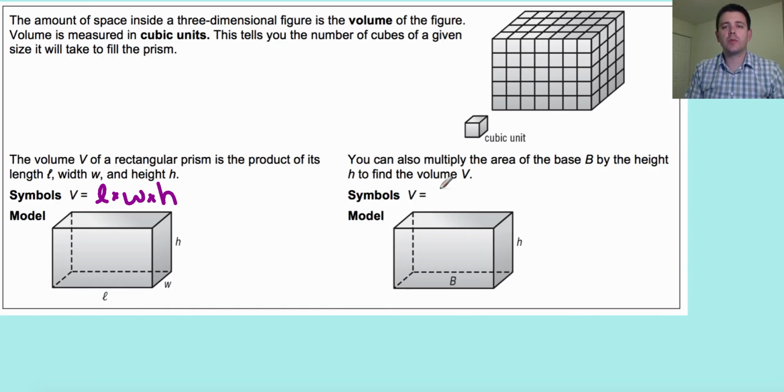Another way to look at it, and sometimes you'll see on formula sheets or when we get to triangular prisms, is you're going to see a capital B times your height. The capital B means the area of the base. So whatever shape the base is, find its area, and then multiply that times your height. So no matter what shape that base is, if you find its area, multiply times your height, your other measurement, you'll be able to find the volume. It's basically a quick way of calculating how many of these little cubes would fit inside of my shape.